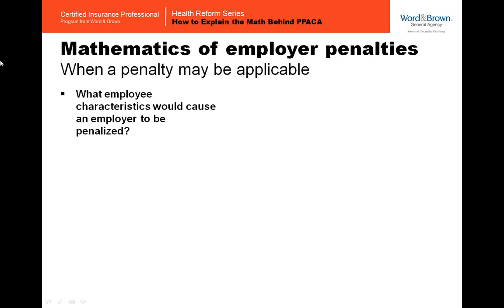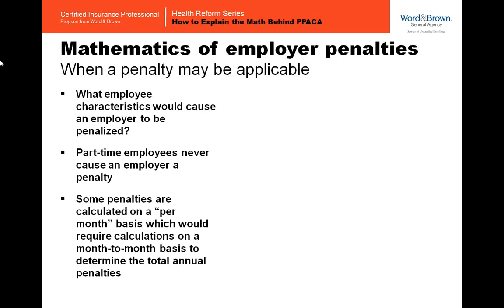So what causes an employer to have a penalty kicked off? Let's assume he's over the 50 full-time equivalencies. What kind of characteristics identify when an employer would be penalized? As I've said a couple times already, I'm going to repeat it again: part-time employees never cause an employer a penalty. But full-time and seasonal do.